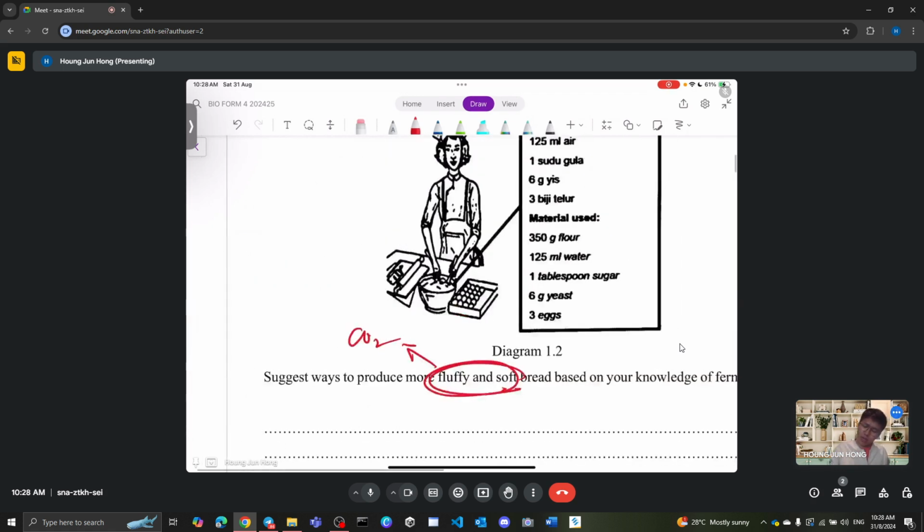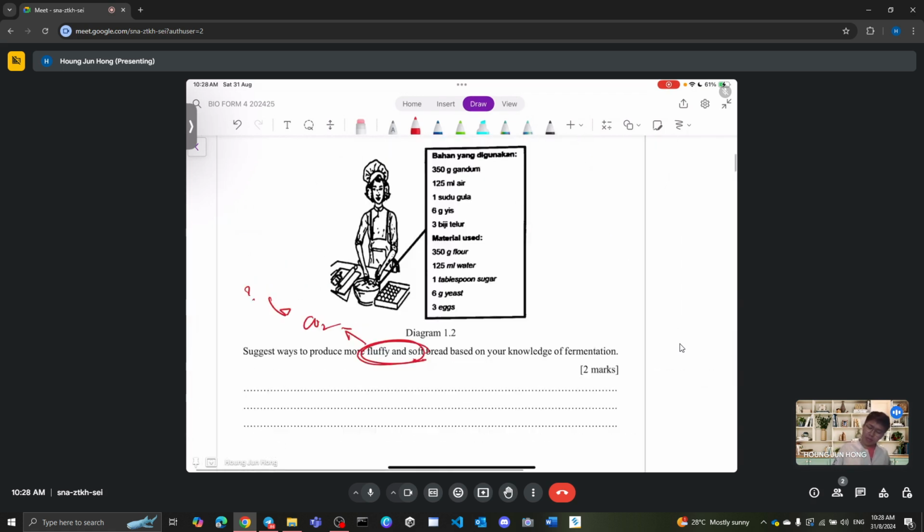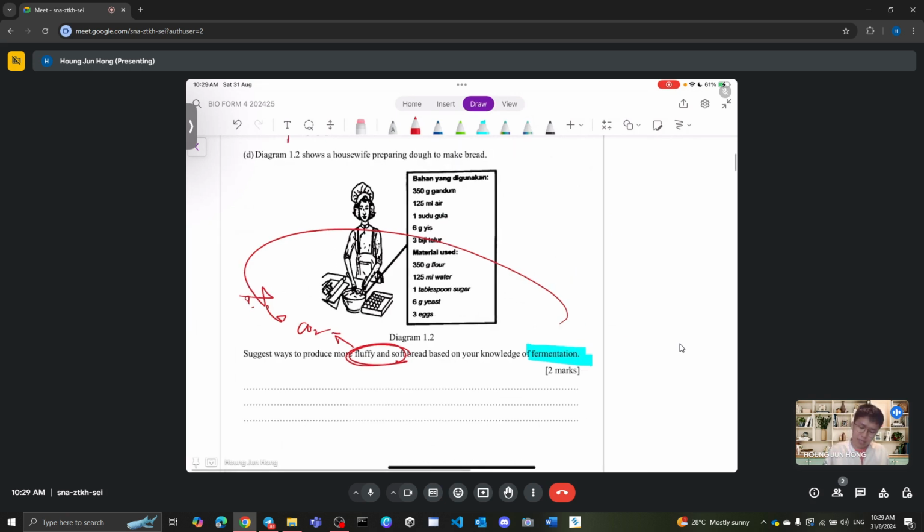But the thing is, who produces carbon dioxide? If you remember, it also gives you a hint over here. It's about fermentation, right? Fermentation produces carbon dioxide. I repeat, fermentation produces carbon dioxide. So as long as you can increase fermentation, then you can increase carbon dioxide, then you can make it more fluffy and soft. Okay, that's the idea over here.